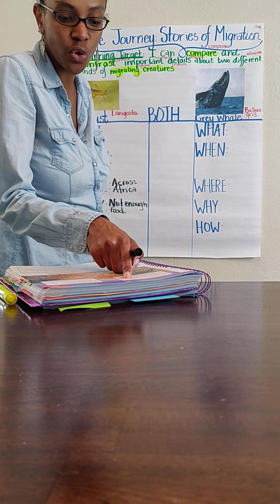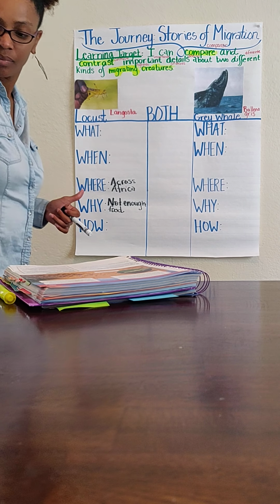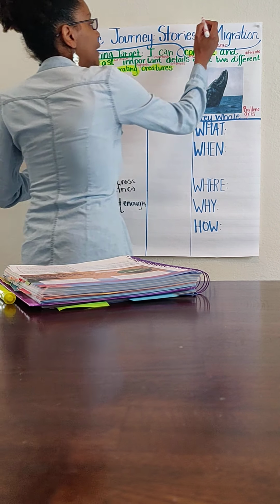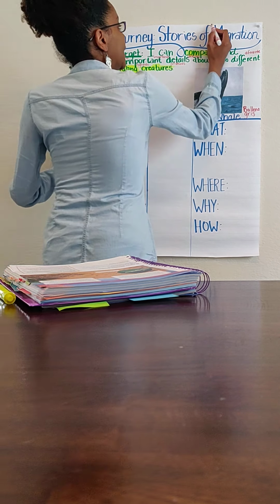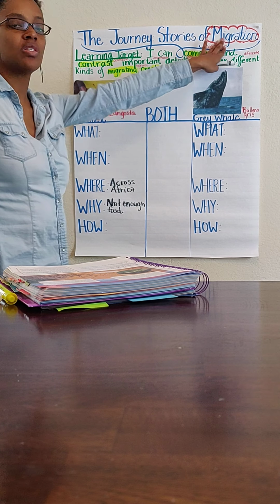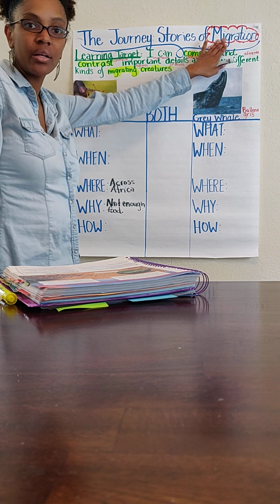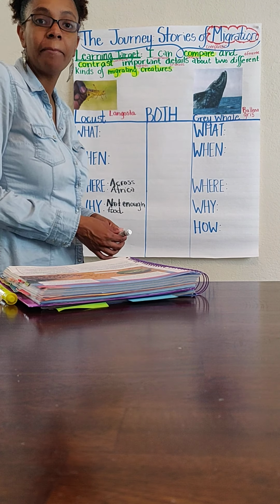What's our topic? Let's talk about that. Our topic is migration. So all of your key details need to answer who, what, when, where, why about your animal migrating. It needs to all be about your animal and migration. So how do locusts migrate? They migrate by the billions. They travel together, and there are billions of them.